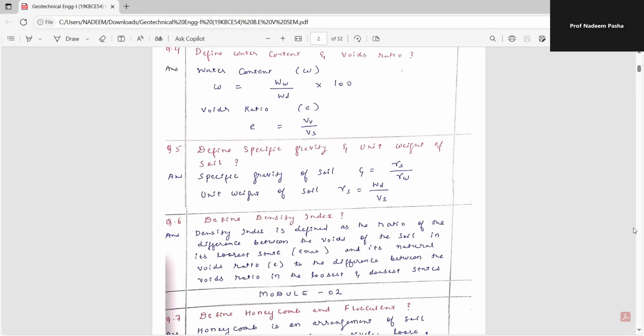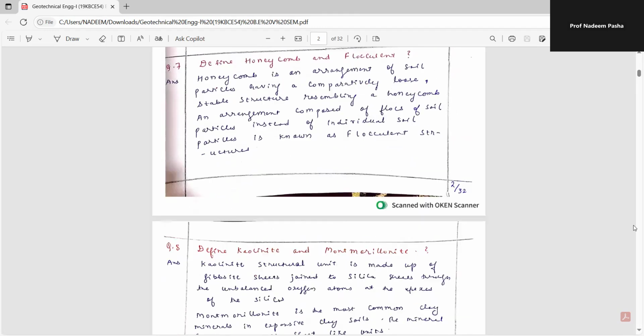Module 2. Define honeycomb and flocculent structure. Honeycomb is an arrangement of soil particles having a comparatively loose, stable structure, resembling a honeycomb. Flocculent structure is an arrangement composed of flocs of soil particles instead of individual soil particles. So, what do you mean?